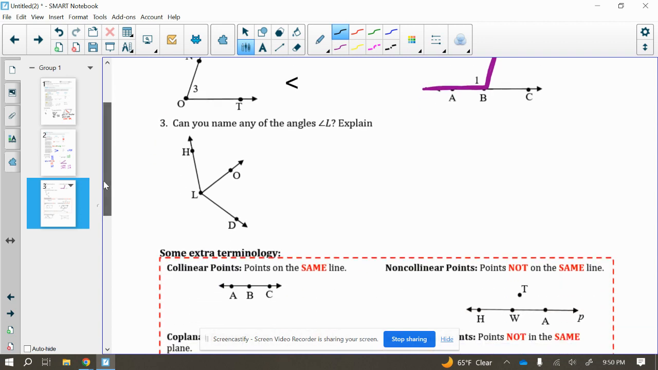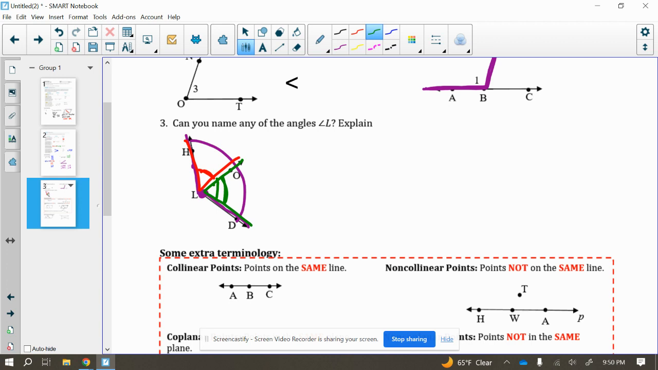And then finally, we would like to talk about this third piece here, number 3. Can we name any of these angles angle L? Okay, the answer is a little bit yes and no. Yes, we have an angle L here, but the problem is we have 3 of them. We have HLD, that's the first angle L. We have HLO, this angle L. And we also have OLD, DLO, this angle L.